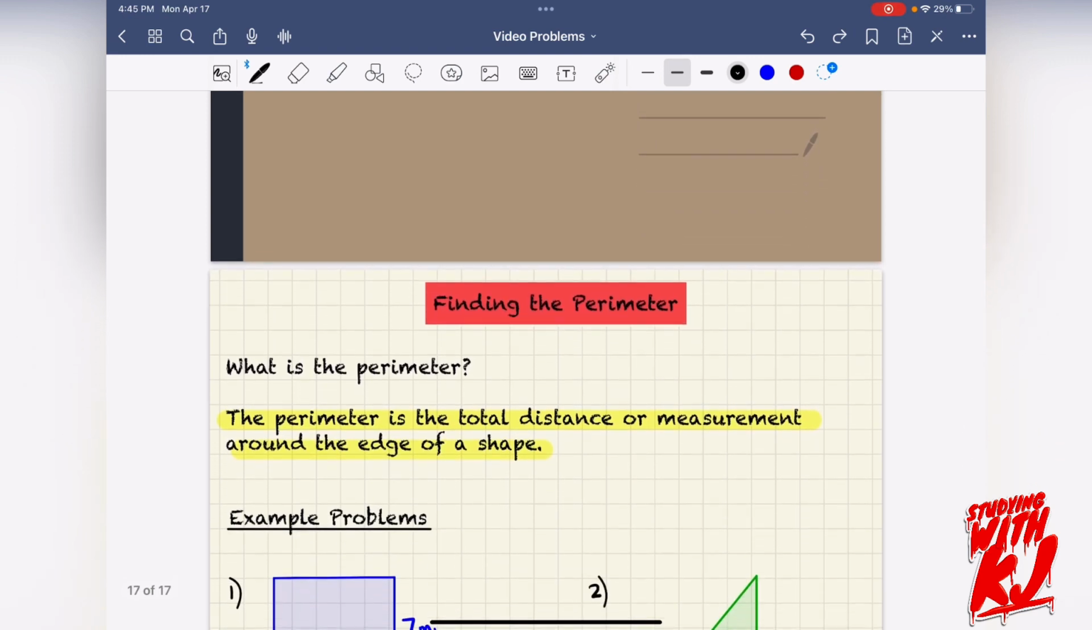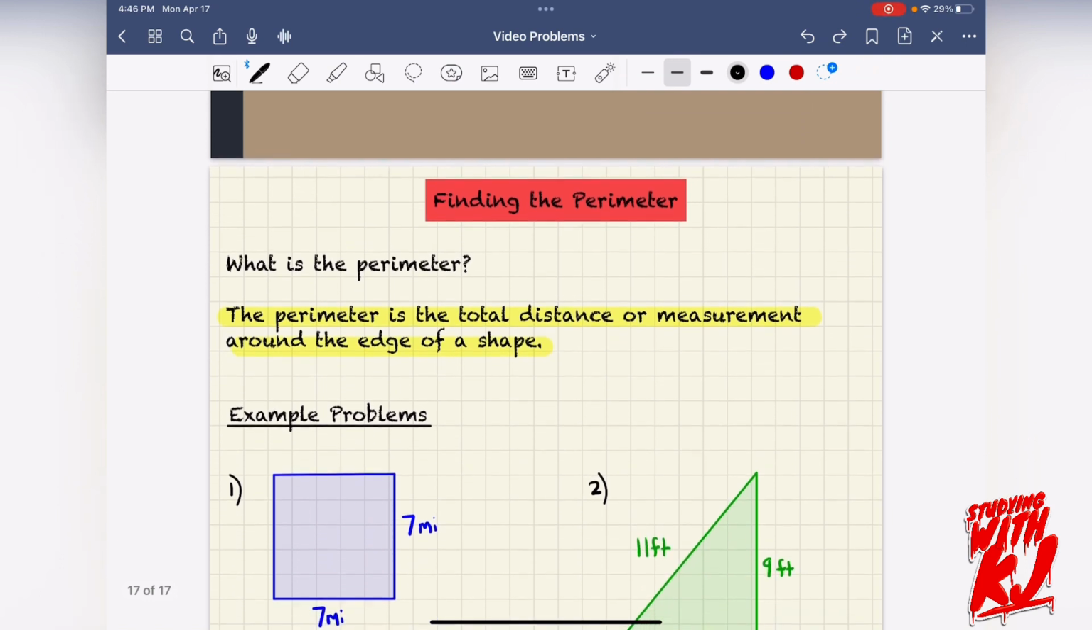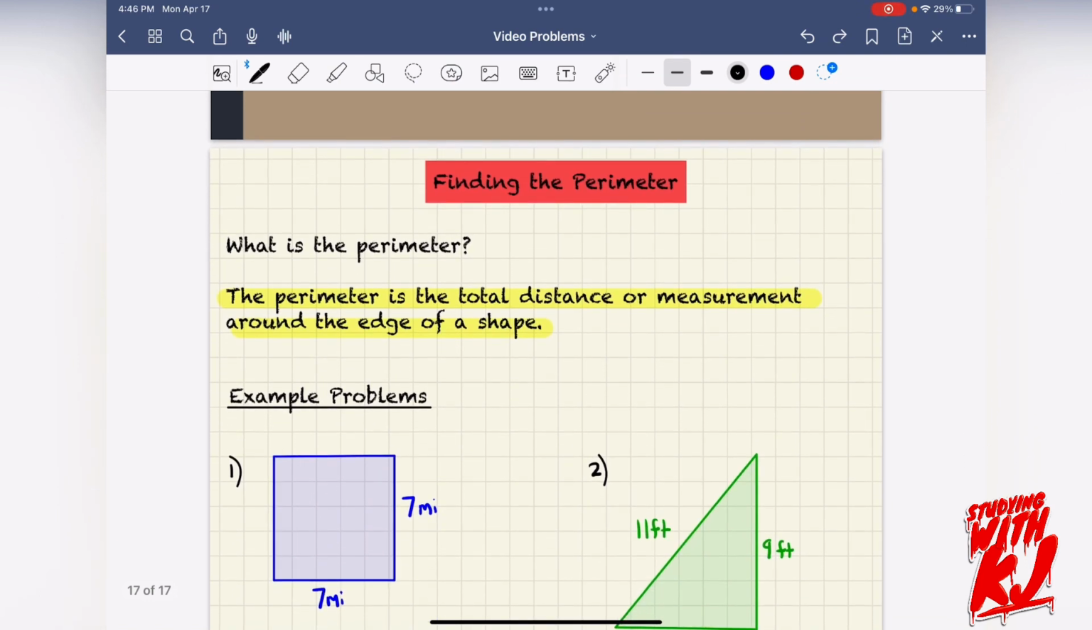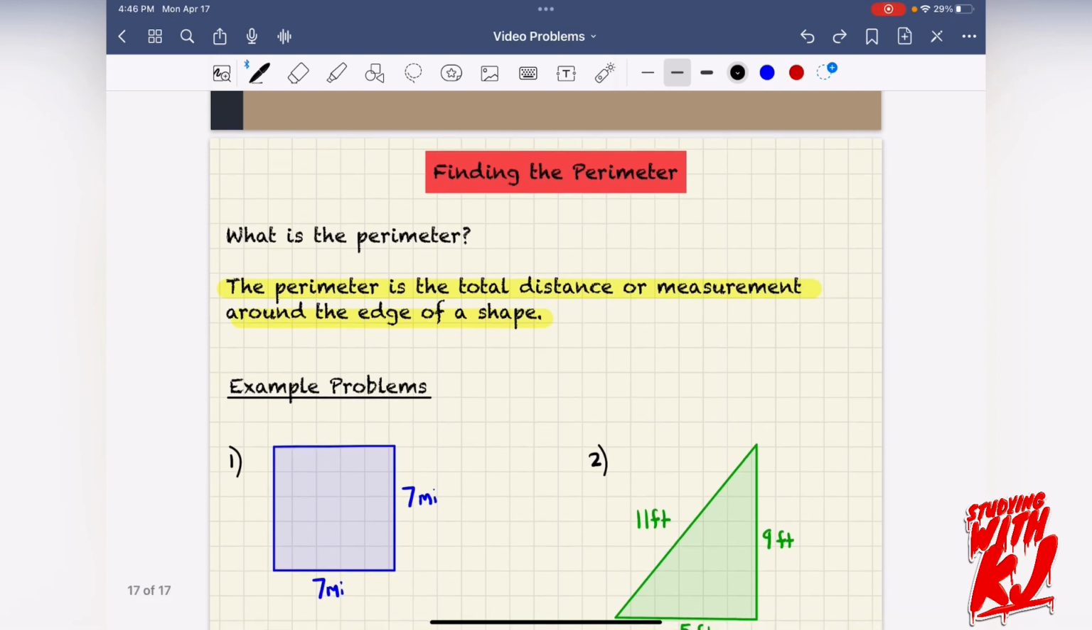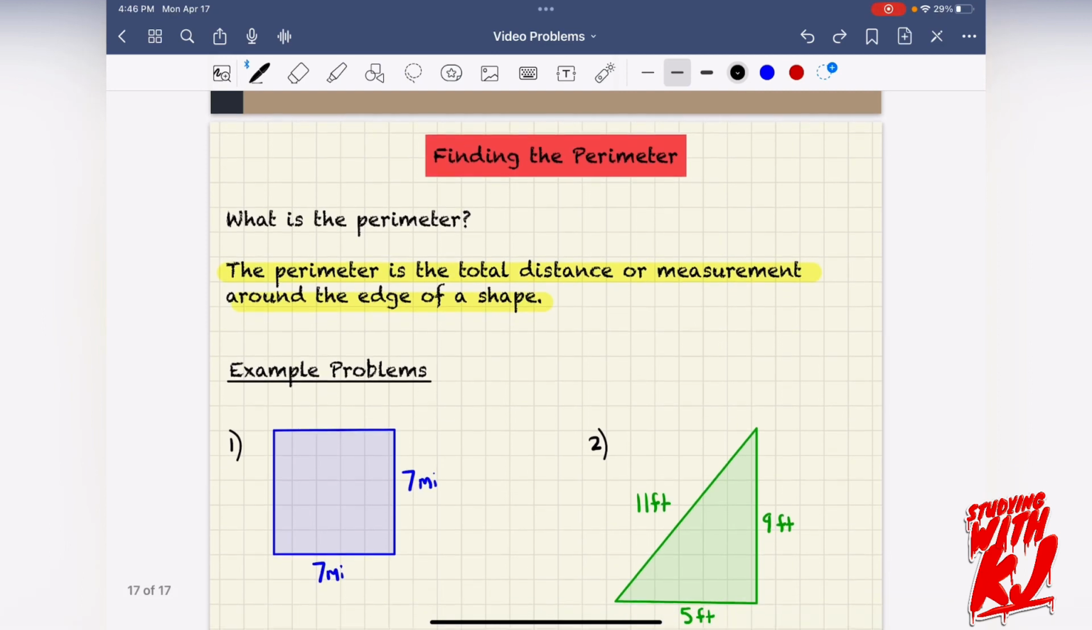Now, if we look at our example problem 1, we have a square, and we're given two sides of that square, but we're also missing the other two sides. Now, it's important to know that when you're dealing with a square, if you know one side of a square, then you know all the sides of a square. So let's go ahead and fill in our missing sides. So we know the top is 7 miles, and this side that we're missing is 7 miles.